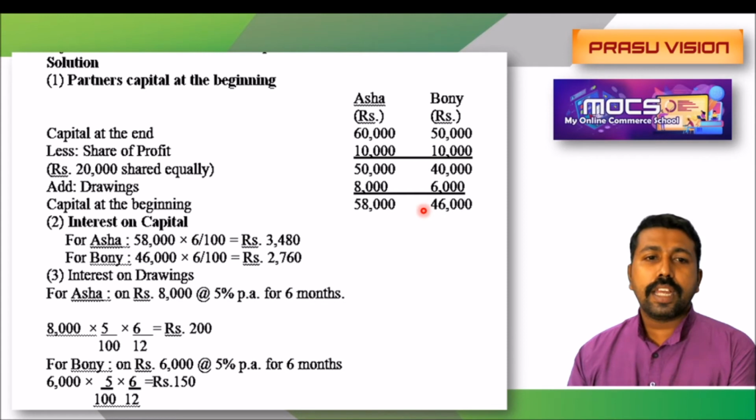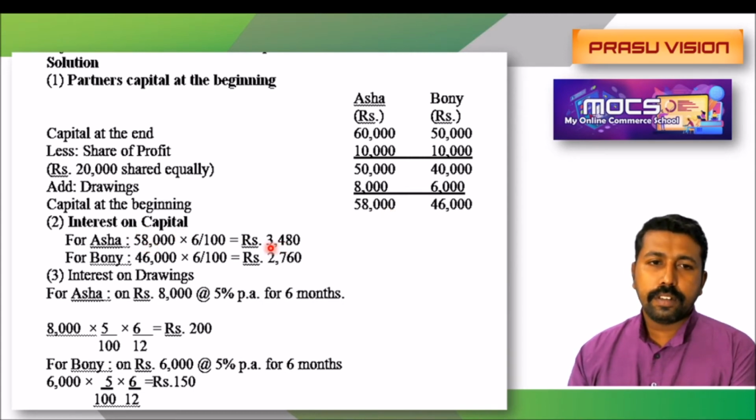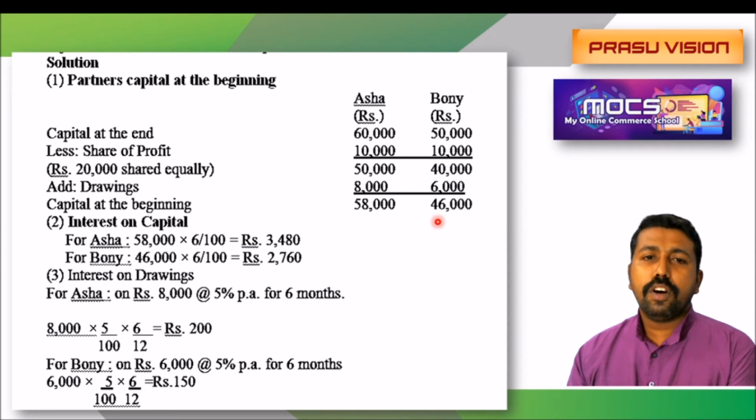So, interest on capital is charged at 6% per annum. Asha's interest on capital is equal to 58,000 into 6 by 100. The value is 3,480. And Bonnie's opening capital 46,000 into 6 by 100, interest on capital is equal to 2,760.